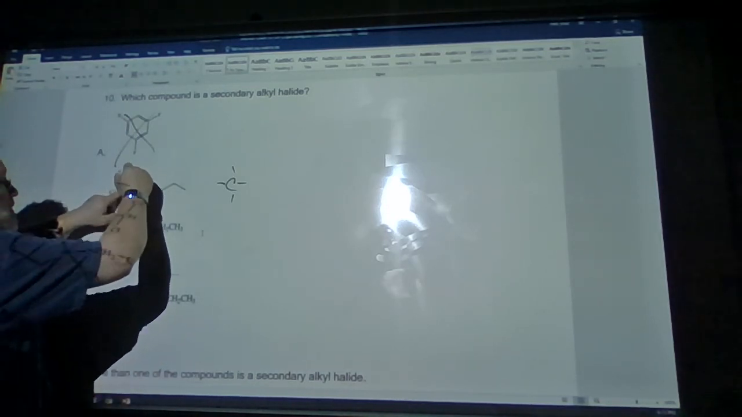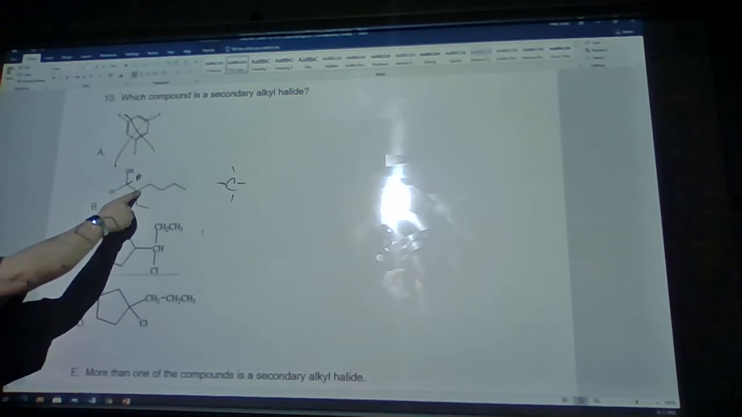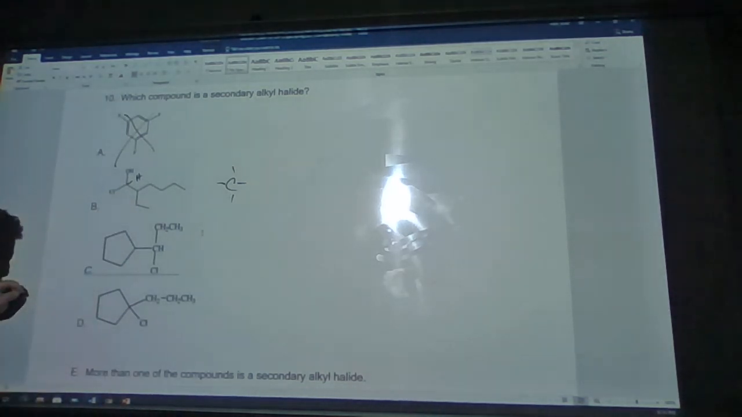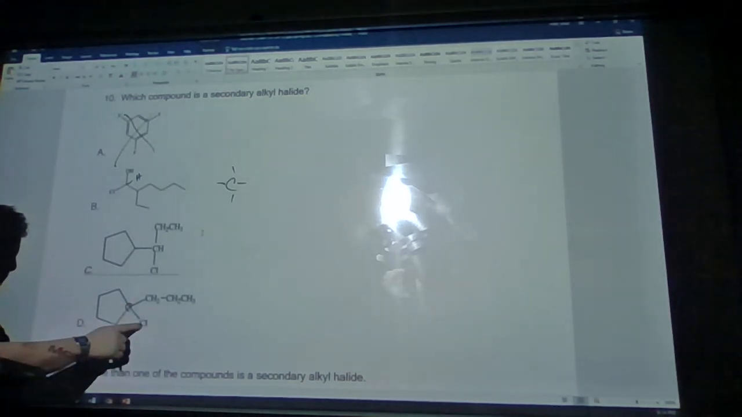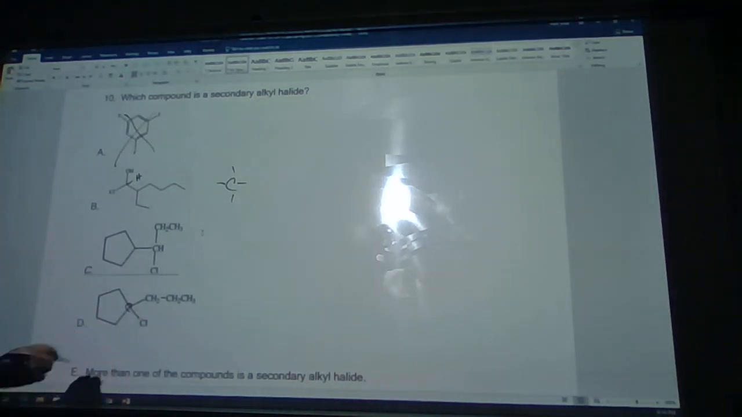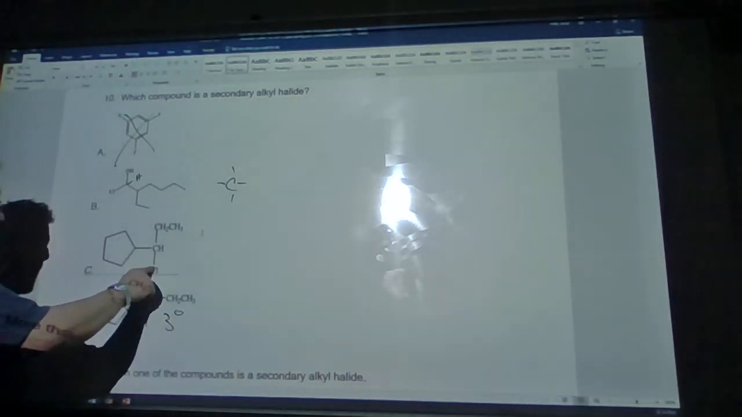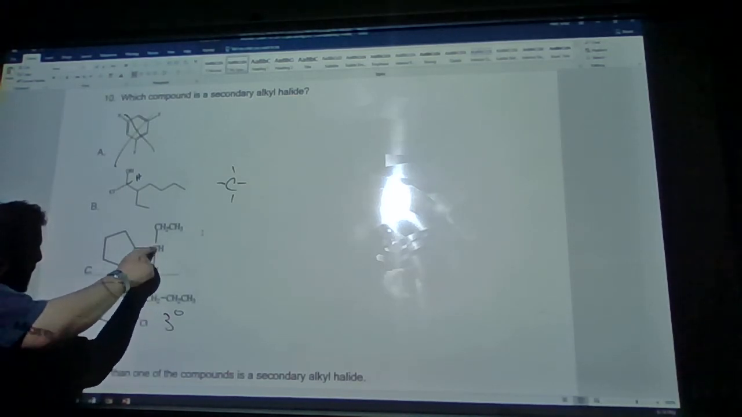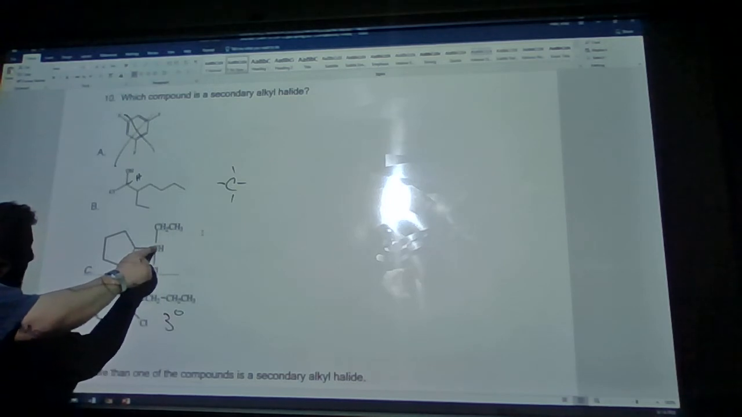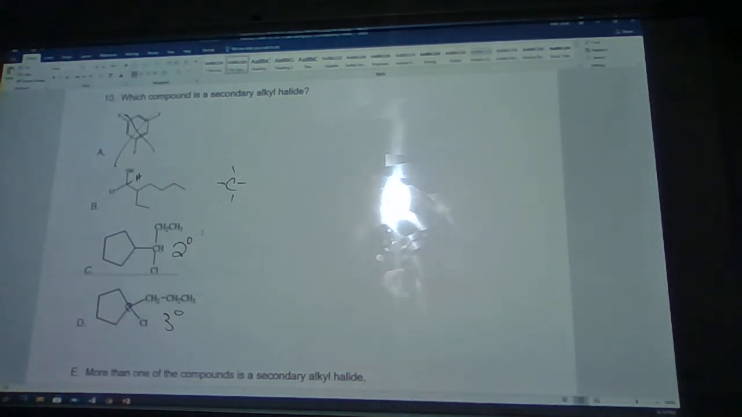Here, that carbon is bonded to the chlorine, the OH, that carbon, and a hydrogen. Is that carbon that's bonded to the chlorine bonded to 2 other carbons? No, it's only bonded to 1. D, here's our carbon. It's bonded to this chlorine, that carbon, and that carbon. This carbon is bonded to 3 carbon-containing groups. This is a tertiary alkyl halide. This guy, here's the carbon with the halide attached to it. This is attached to 1 carbon there, 1 carbon there. Here is your secondary alkyl halide. So your answer here is C.